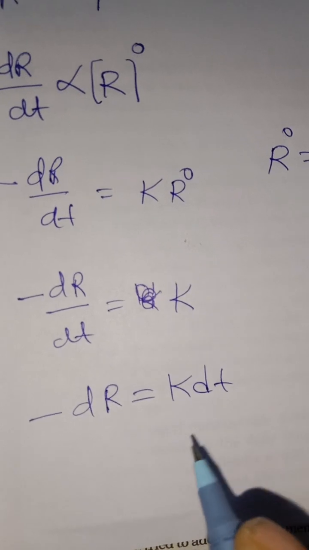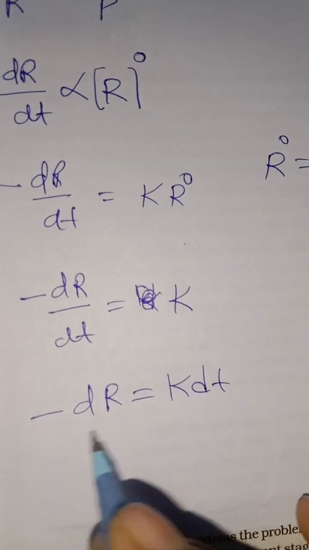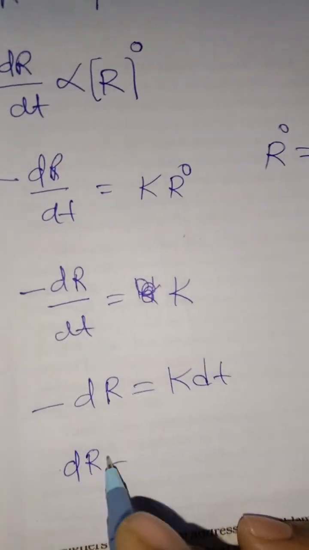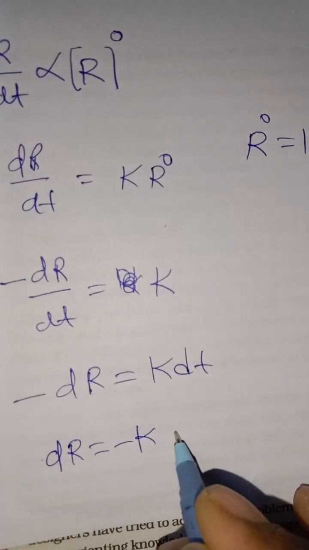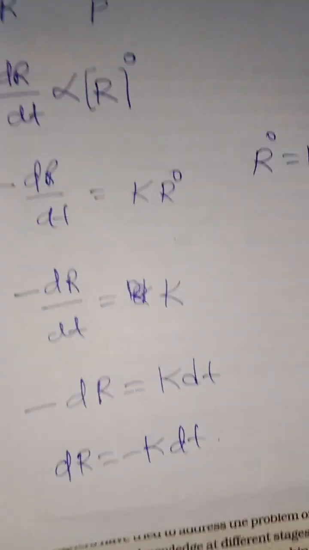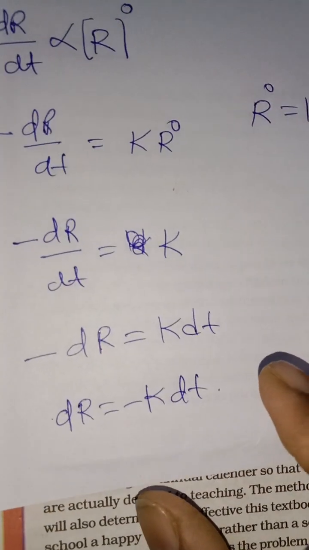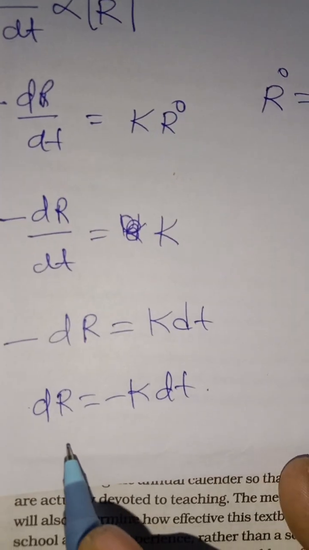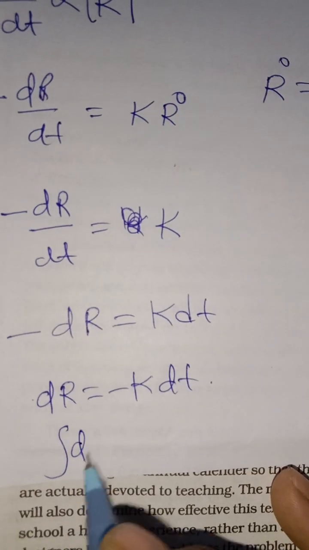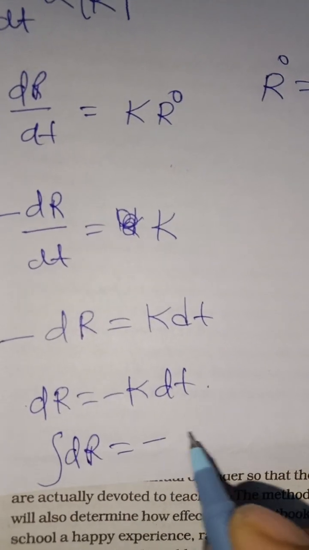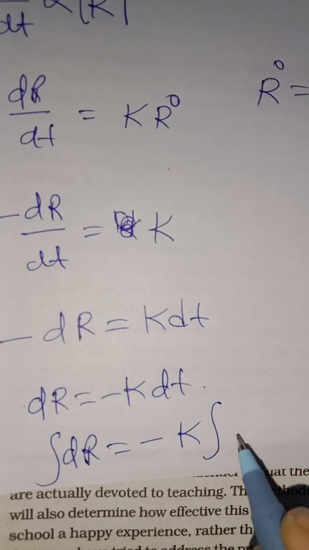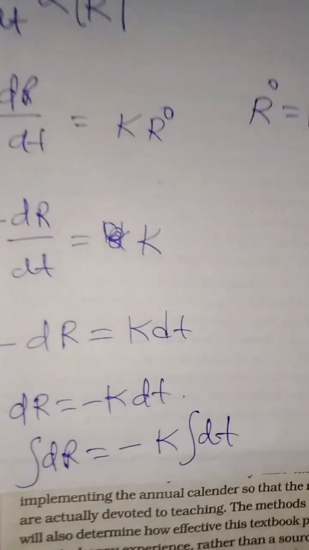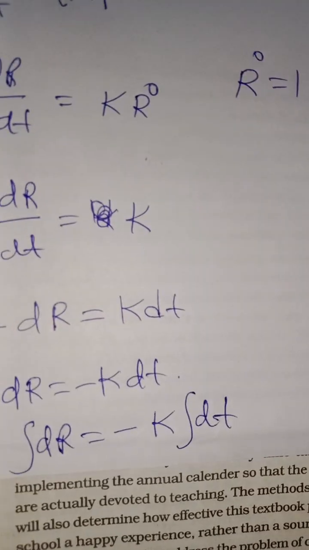In the next step, multiply by minus 1 on both sides. Minus quantity becomes plus, and plus quantity becomes minus. Here dR is equal to minus K into dt. Next step, integrate this equation on both sides. Integration dR equals minus K into integration dt.